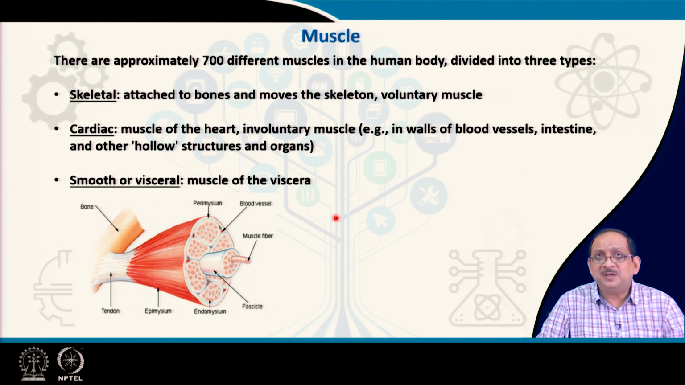The cardiac muscles are the muscles of the heart. They are designated as involuntary muscles. Examples in walls of blood vessels, intestine, and other hollow structures and organs. The smooth or visceral muscle are the muscles of the viscera.